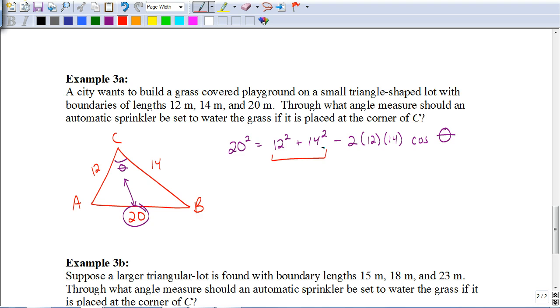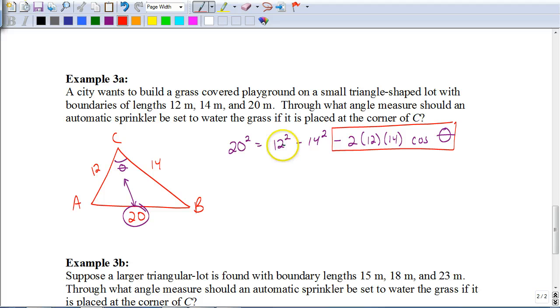I do not want to make the mistake of combining these together. That is wrong. That is not the right way to approach this, because I don't know this value, I don't know that angle. So this is all one term, and that is not a like term with the other two. So that's why I have to leave that alone.